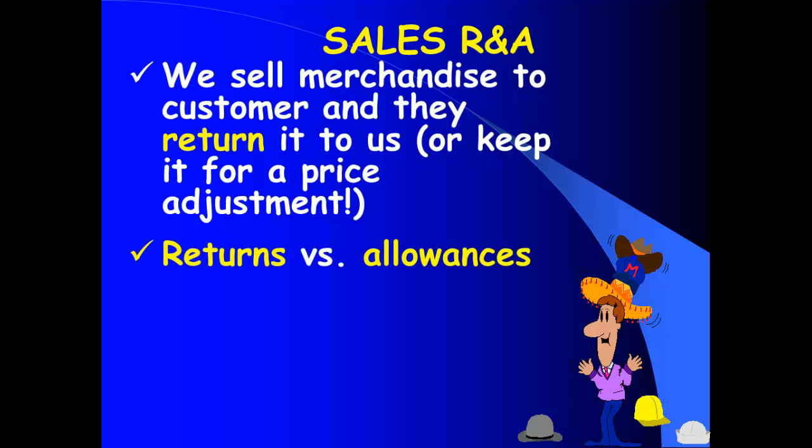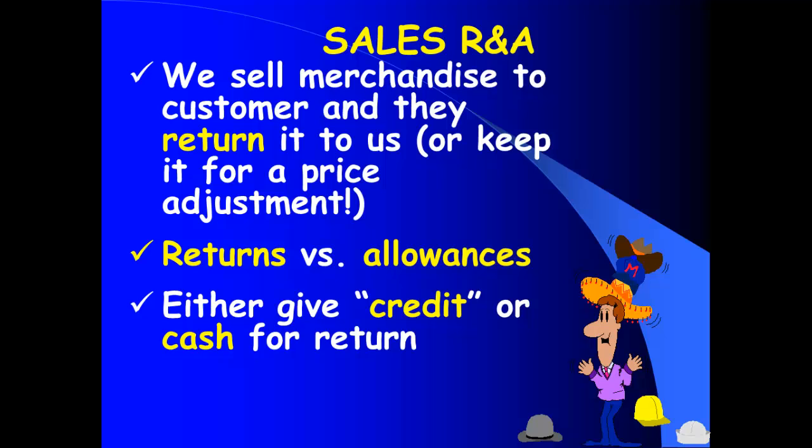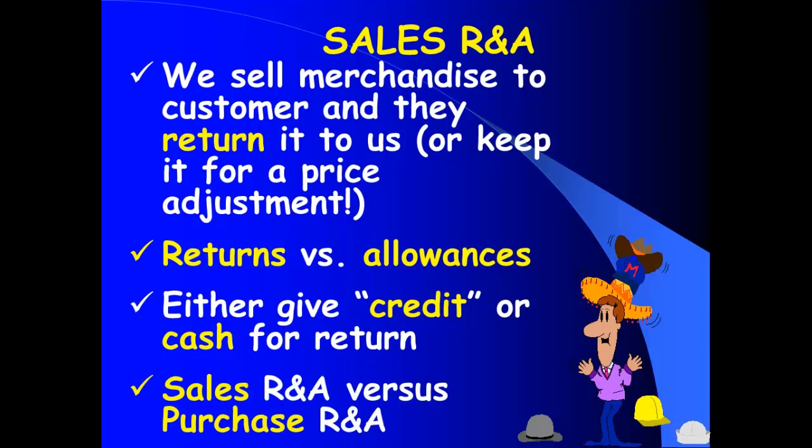An allowance, again, same idea. We sold something to a customer. If they don't like it, they agree to keep it, though, if we reduce the amount that they owe me. If the customer's already paid us, we've got to give them their money back. If they haven't paid us yet, we're going to reduce the amount that they owe me instead. So a sales return and a purchase return both result from the same transaction, but from the opposite party's perspective.